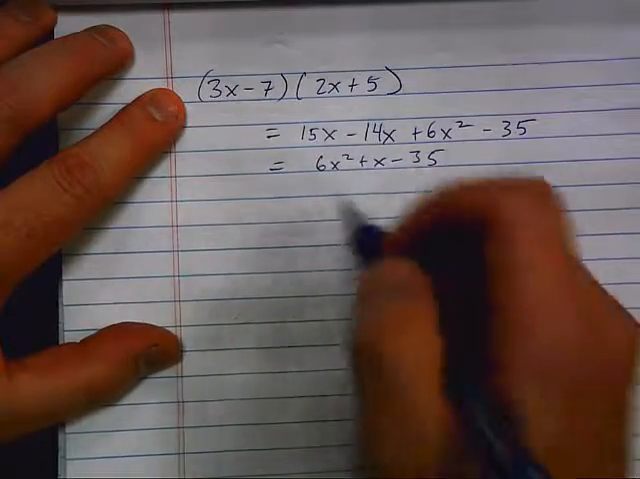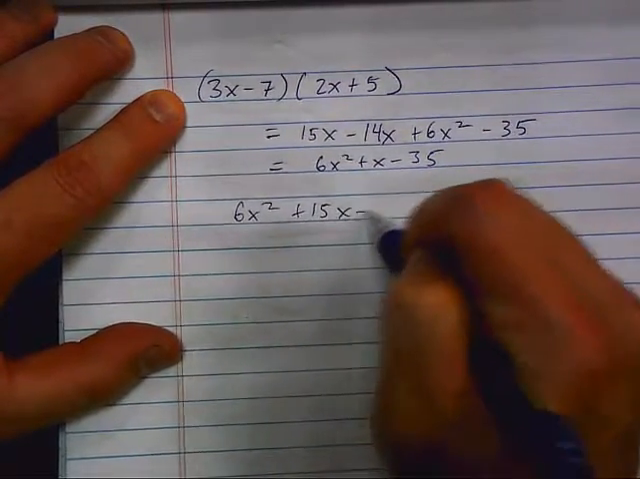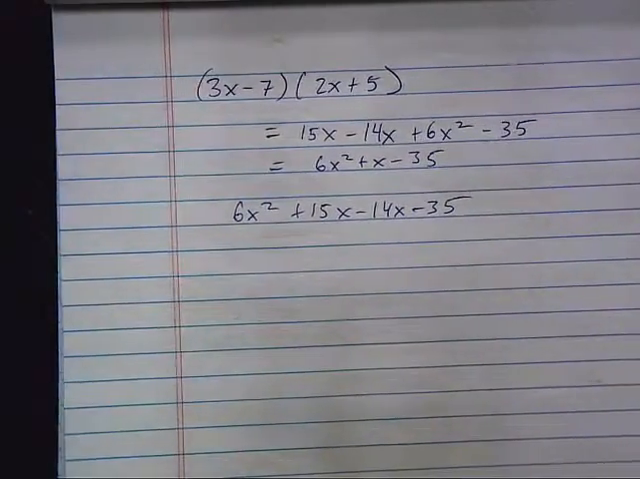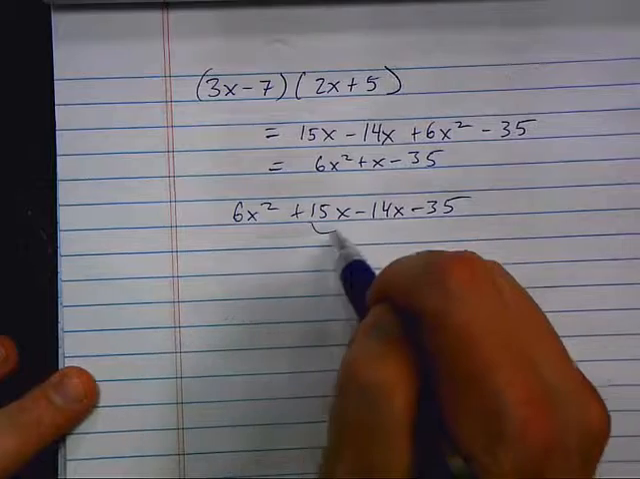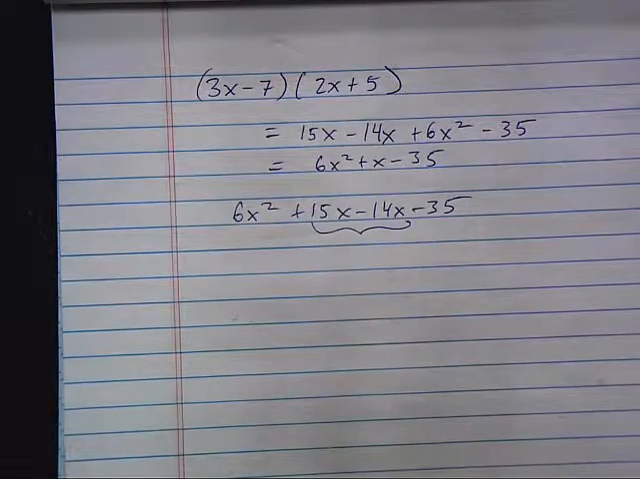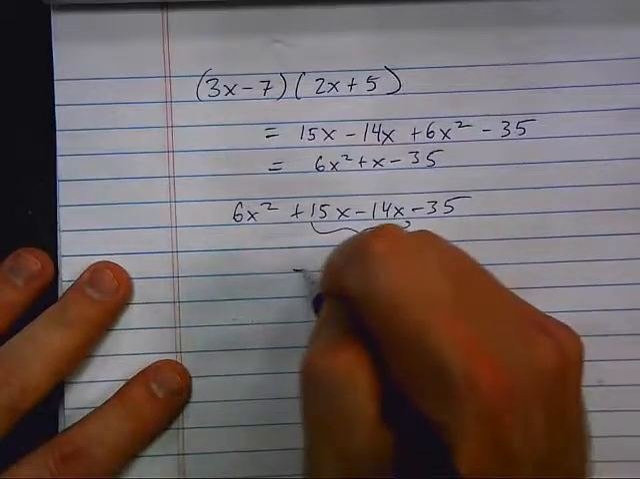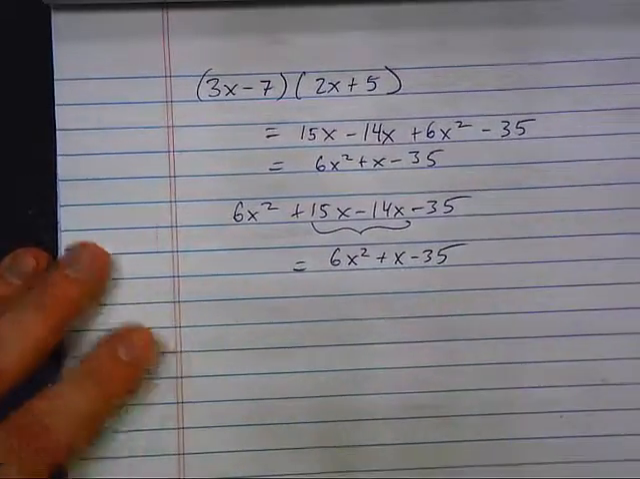And then, notice the nice thing about doing FOIL. I'll do this one doing FOIL now. We would have 6x squared plus 15x minus 14x minus 35. What makes doing it the FOIL way easier? It puts it in the right order, doesn't it? And these two terms that need to be combined, they're sitting right next to each other. So I think that's why people teach FOIL. It's just easy to remember, and it puts things in the right order. Makes it easier to simplify when you're all done. We would still have 6x squared plus x minus 35.